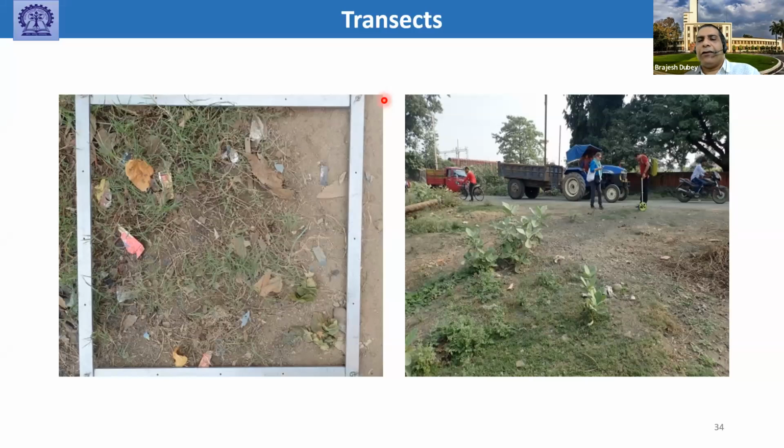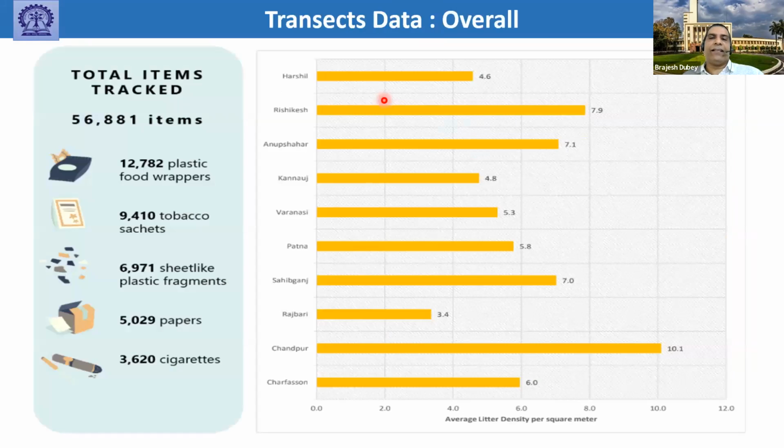We did what is known as the litter density for that particular town near the river, so that when the storm comes, we know what things will end up in the water. So we looked at plastic food wrappers, tobacco sachets, plastic fragments, papers, cigarettes, all these tracked items. Several thousand items were tracked at different places. These are the average litter density per square meter from Harsel all the way to Chandpur. Chandpur, which is in Bangladesh, was the highest. Rajbari, again in Bangladesh, was the lowest. But you can see that at different places, we found different litter density.